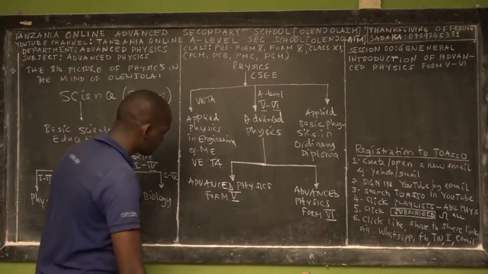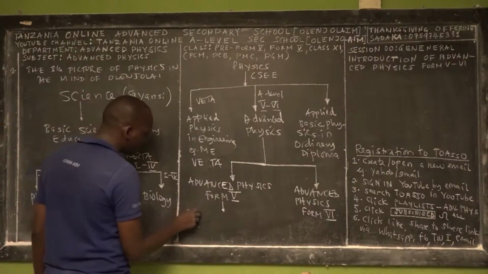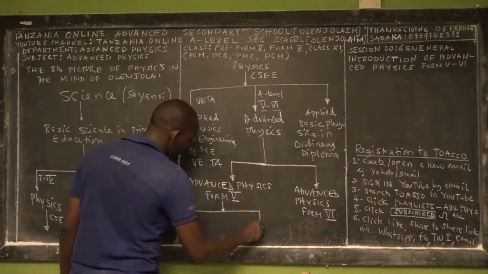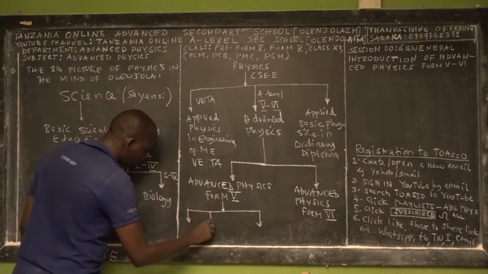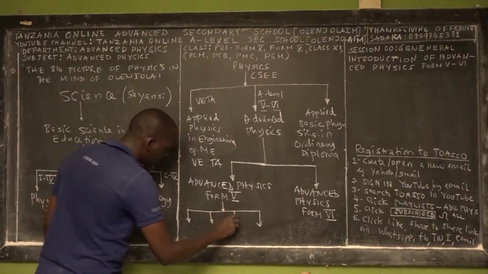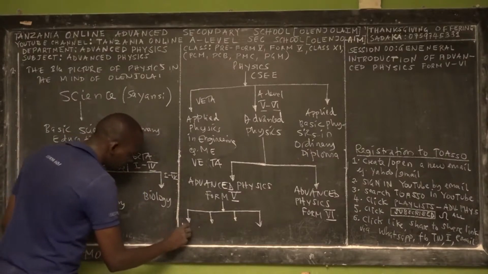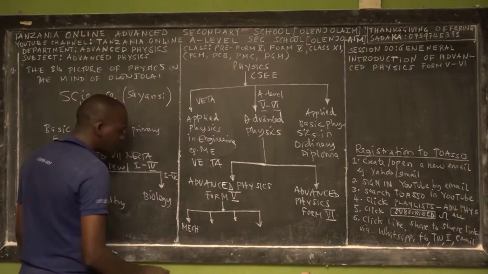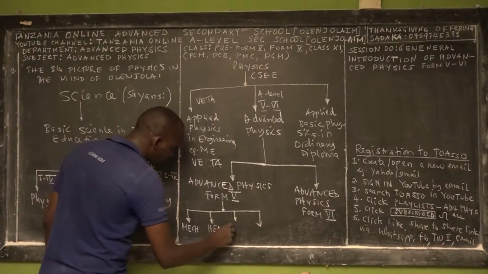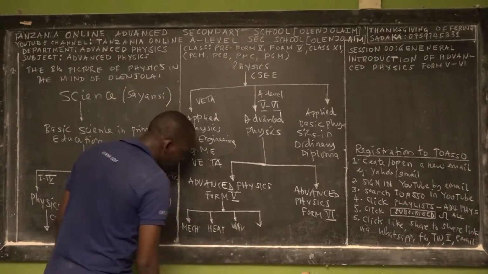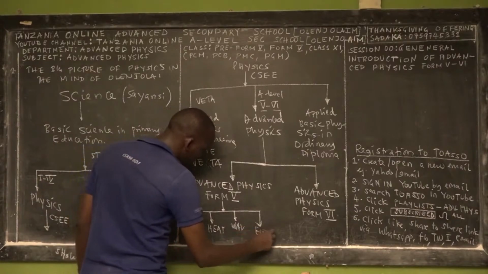The next point now, which is Advanced Physics for Form 5, just to give you the general overview, however I'll mention it later on. In Advanced Physics Form 5, we have 4 main topics. The first one is called mechanics. The second one is called heat. The third one is called waves and vibration. The other one is called electrostatics. I will mention them, don't worry.